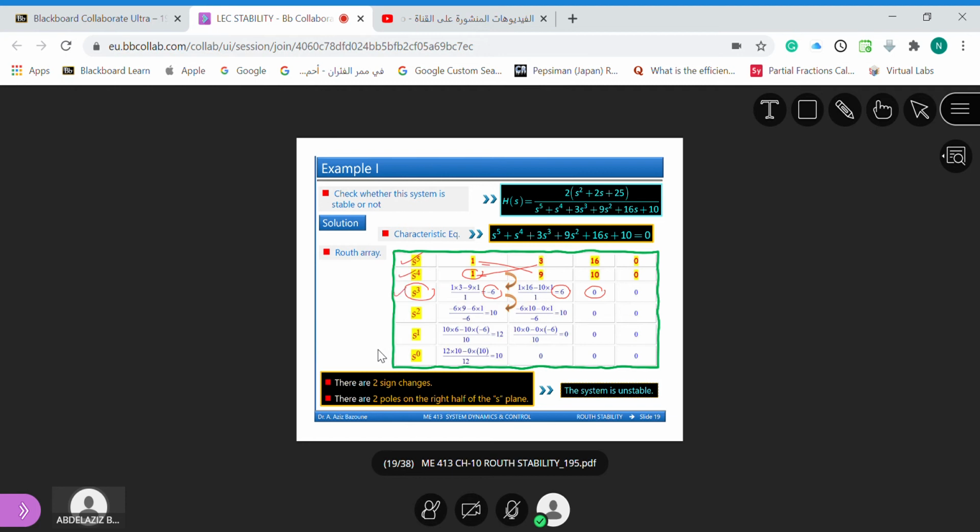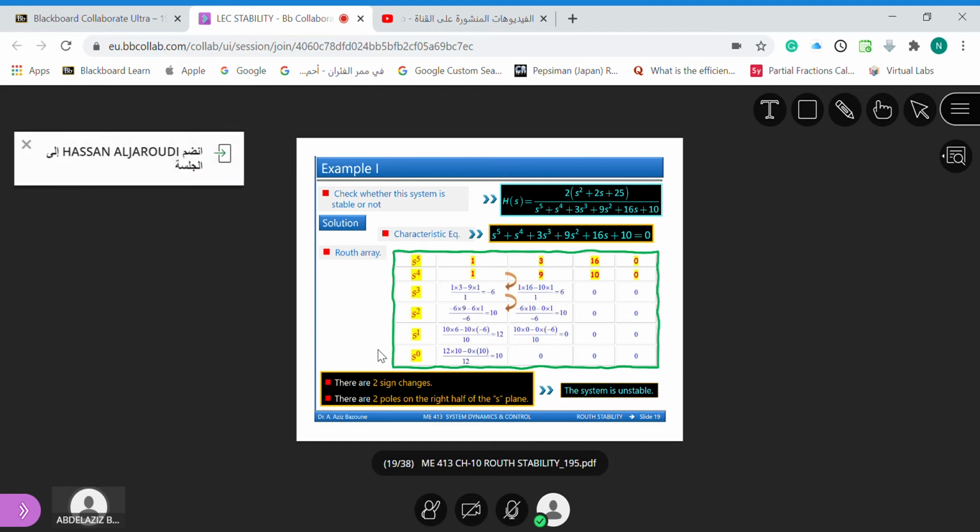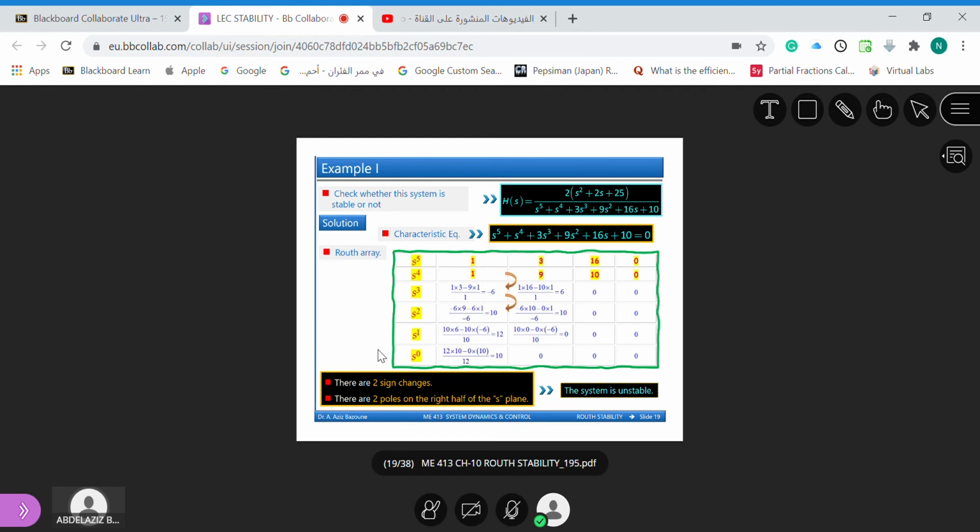Now, how to find the coefficient of S squared? We'll start here. Minus 6 times 9 minus 1 times 6 divided by minus 6. This will give you 10. And so on. You will continue. Here, how to find this one? It will be minus 6 times 10, and then minus 0 times 1 divided by minus 6 will give you 10, and so on. Usually, to find the rough stability, we are interested in the first column, Shabab. This is the first column that you should concentrate on and find the coefficients for.